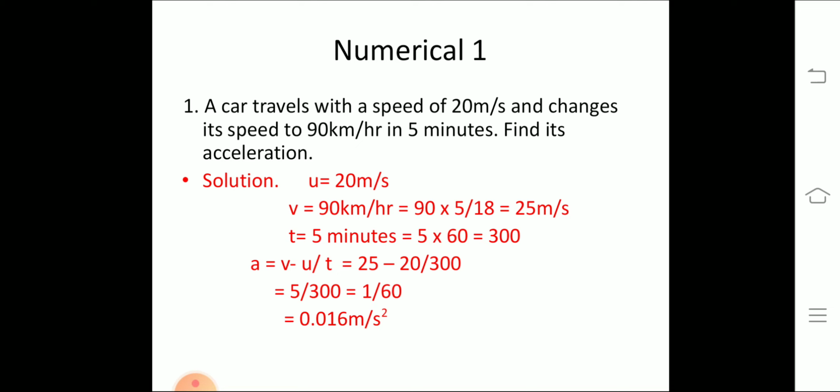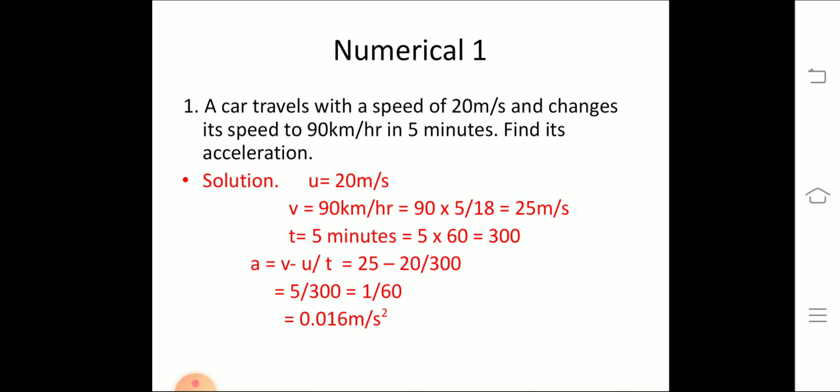Now for converting kilometer per hour to meter per second, you have to multiply by 5 by 18. When you multiply by 5 by 18, you will get the answer 25 meter per second. What is the time given? 5 minutes. 5 minutes means how many seconds? 300 seconds. I did not write s there, so you have to write s also there.